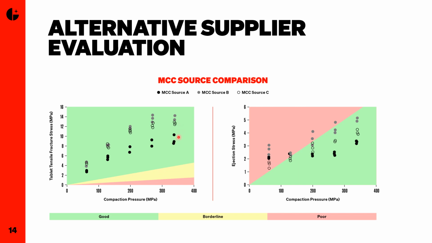From the tabletability graph, you can see that if you change to source A, you're looking at taking a hit to tablet hardness. So the tablets from MCC source A are weaker than source C, but source B is showing very similar tablet strength to your current source.